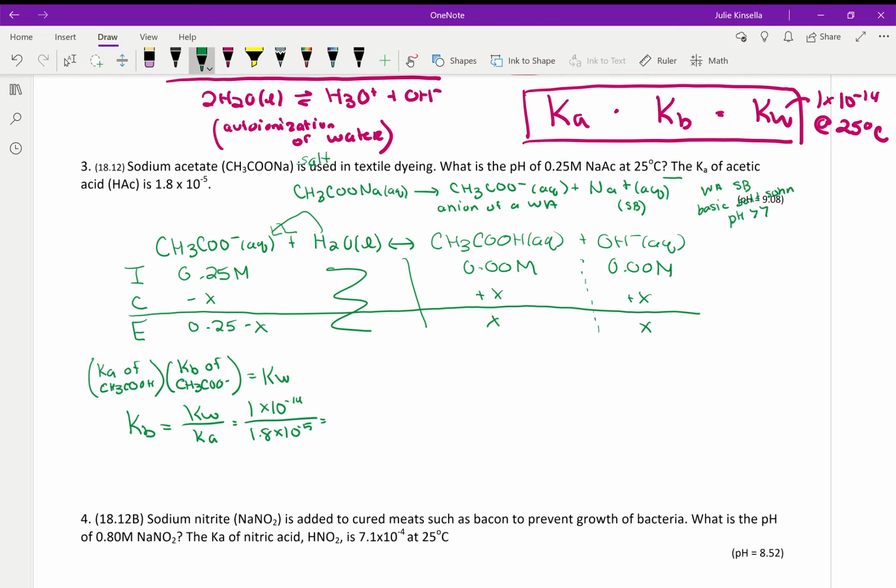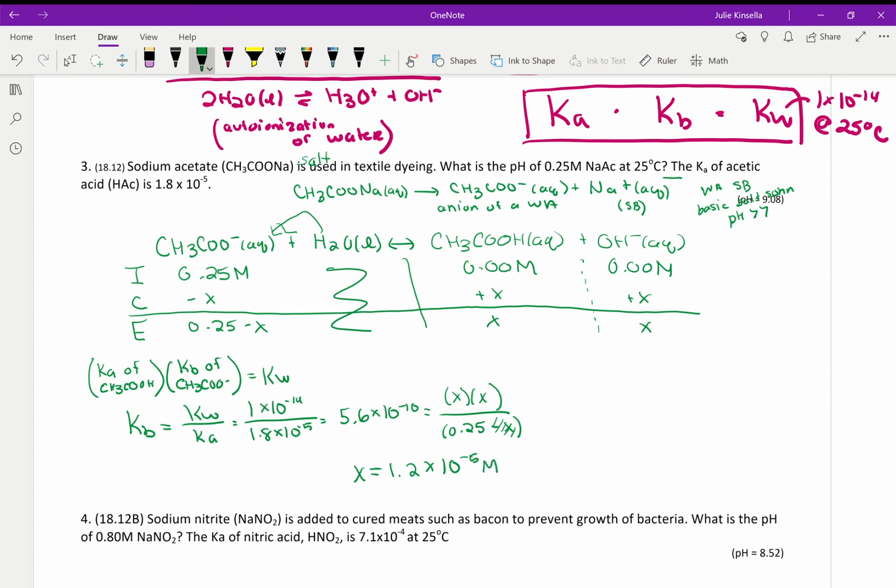Okay, and when you solve that, you get 5.6 times 10 to the negative 10. Okay, and then setting that up against the expression that we have up above, we would have x times x over 0.25 minus x, which we will use our simplifying assumption, which we'll check at the end. So when you solve for x here, you should end up with 1.2 times 10 to the negative 5.